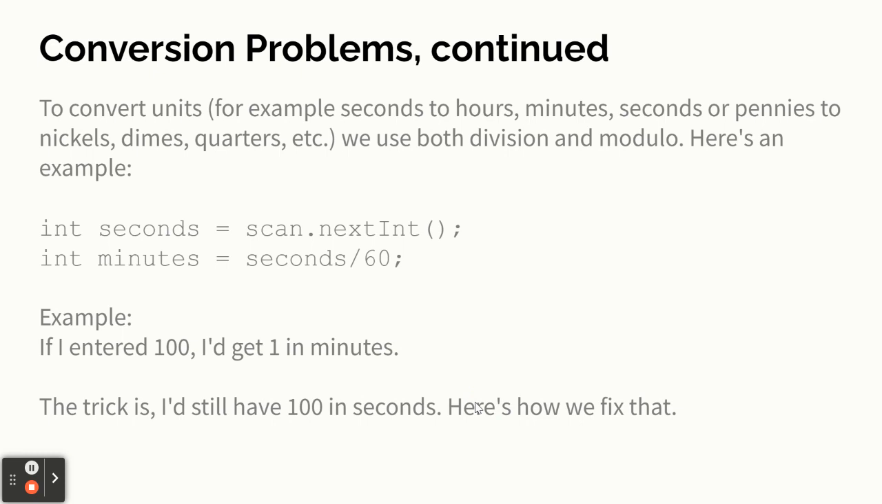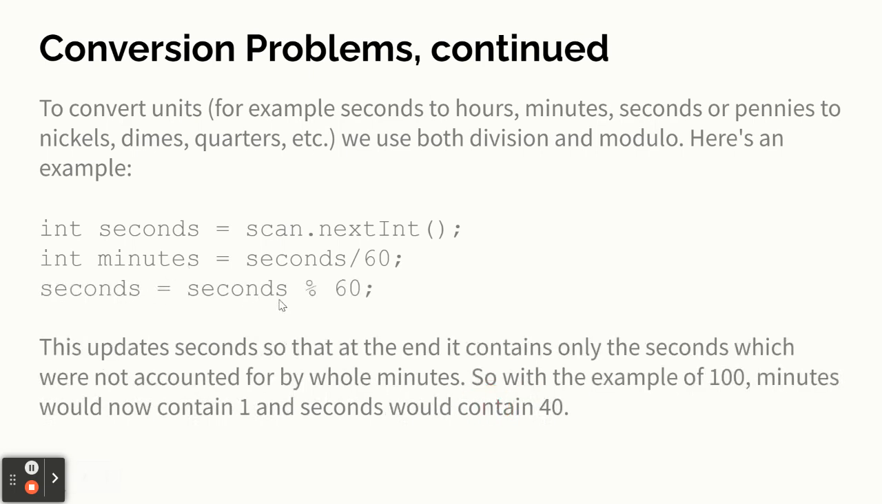So here's how we fix that. We've got to get rid of those seconds that got taken up by the minute. What we do is say seconds equals seconds modulo 60. Because remember, modulo gives you the remainder. So first we're dividing by 60, and whether it was 1 or 5,000, you're going to get all those 60s. And when you do modulo with 60, you're getting the remainder. Every little second that wasn't included in a full minute is all that we have left. So if we did the 100-second thing, now minutes would be 1 and seconds would be 40, which is true. That's how it works.